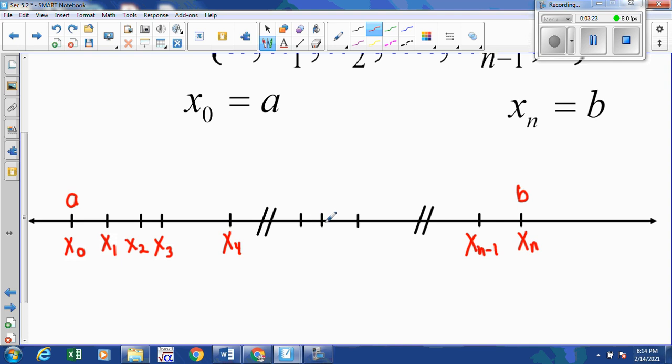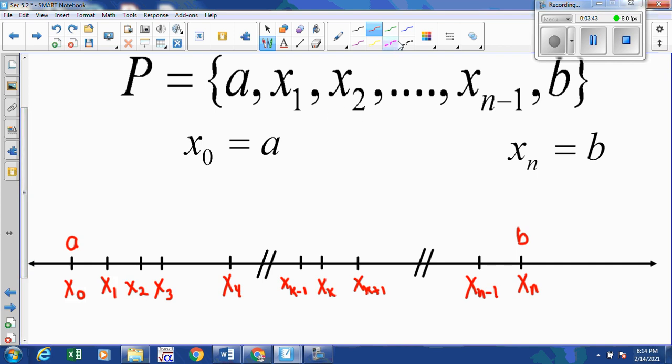And in general, for just a spot in the middle here, the notation we're going to use is we're going to call this x sub k, meaning some general spot in the middle. The one right after that is x sub k plus 1, and the one before that is x sub k minus 1, just to get some notation done.